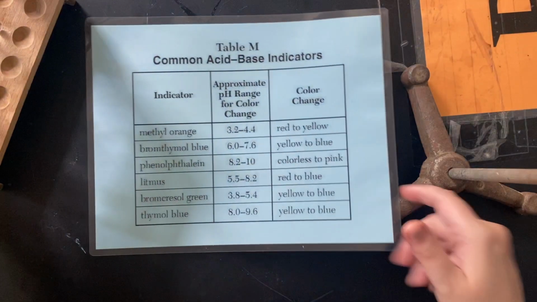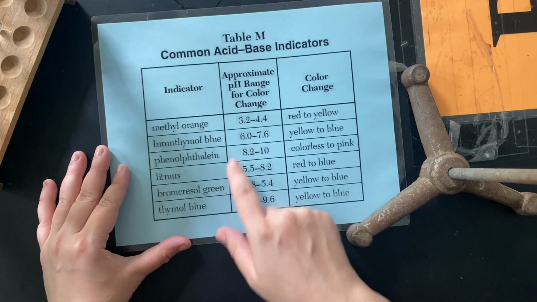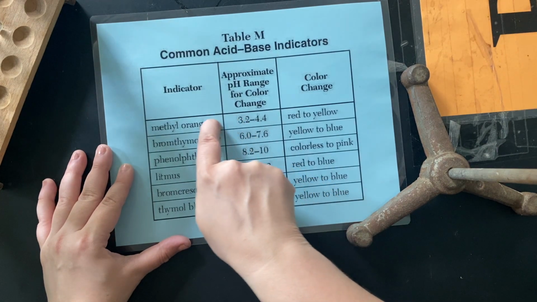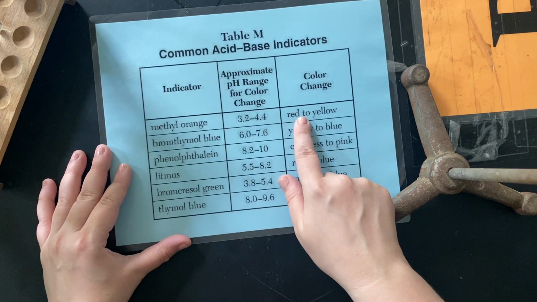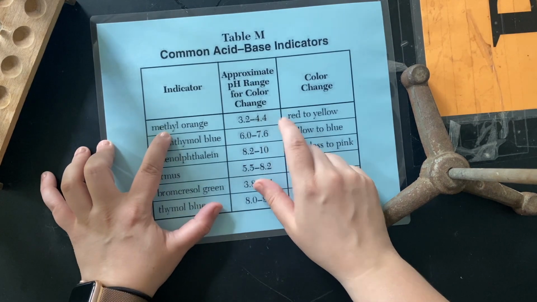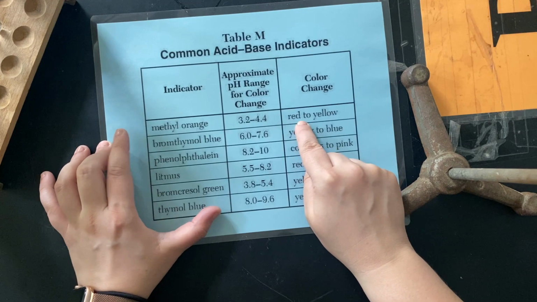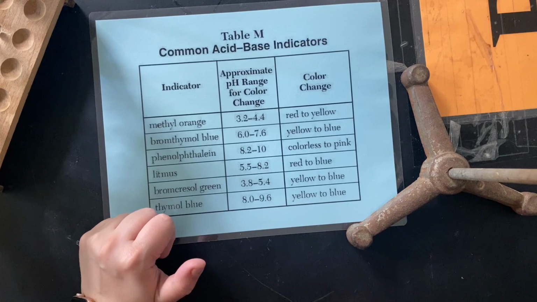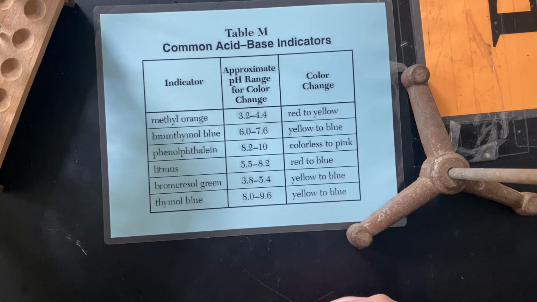So just a quick recap of Table M. You have your different indicators, and you have this range, and you have some colors. So this first number and the less is that first color. If you're using methyl orange and it's red, it's 3.2 or less. If you're using methyl orange and it turns yellow, that means your pH is 4.4 or higher. So it gives you a general range. Now you can use multiple indicators to figure out a smaller range, and we'll get into that later on.